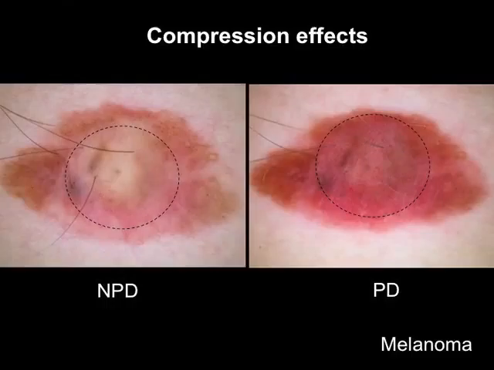Here is another melanoma arising in a dysplastic nevus. Here is standard dermoscopy, and you can see very little of the vascular blush. And notice here, with polarized, you can see not only the vascular blush, but you can also see the individual vessels within the melanoma.